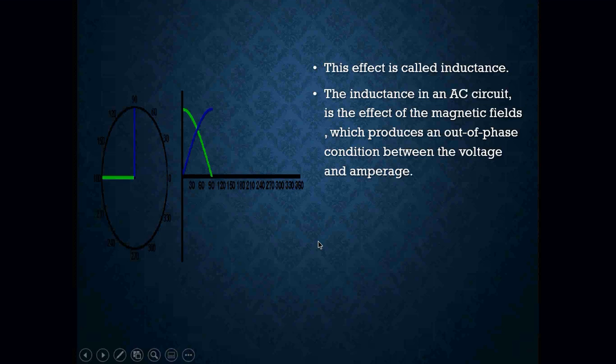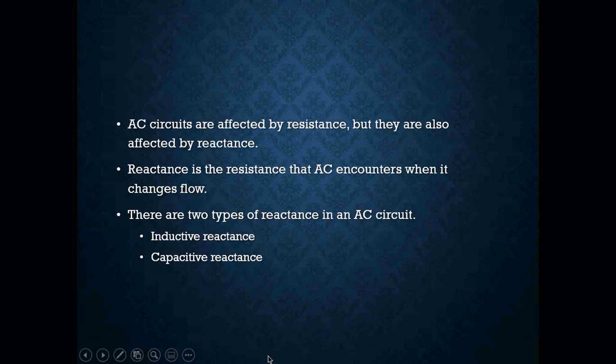So as this motor is spinning, each one of those phases is out of phase with each other. See how that graph is moving. Not one of those phases will ever cross at the exact same point or at the exact same time. Okay? The inductance of an AC circuit is the effect of the magnetic field, which produces an out-of-phase condition between the voltage and amperage. Okay, AC circuits are affected by resistance.